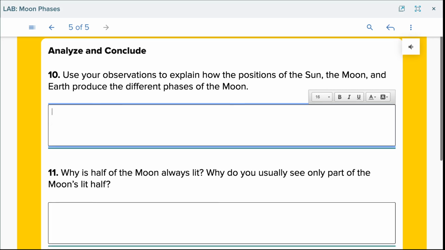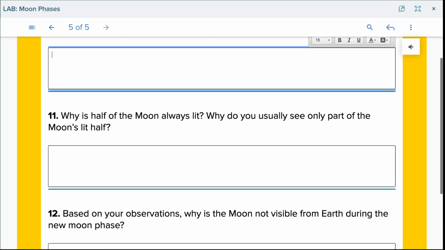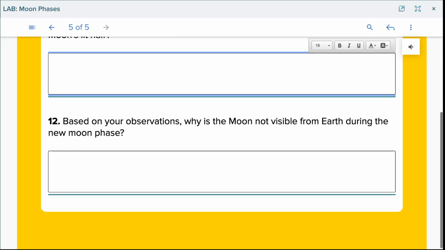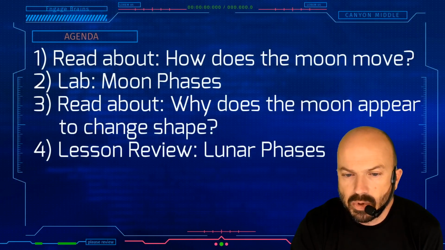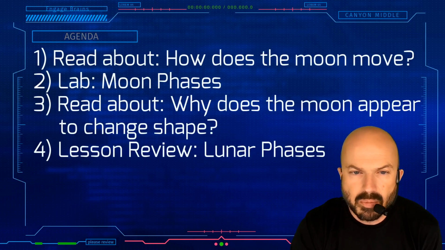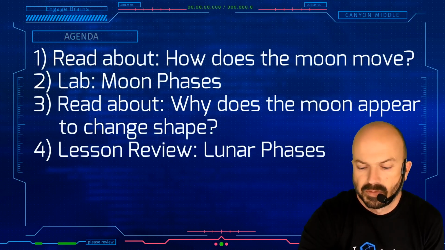And why is half of the moon always lit? Why do you usually only see part of the moon's lit half? And the last question is, why is the moon not visible from Earth during the new moon phase? Pause the video, answer these, and then we'll continue on. Let's see, what do we have next? Looks like next we're going to be reading about why does the moon appear to change shape.